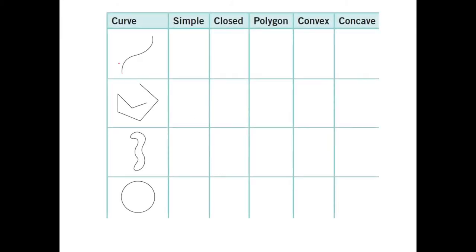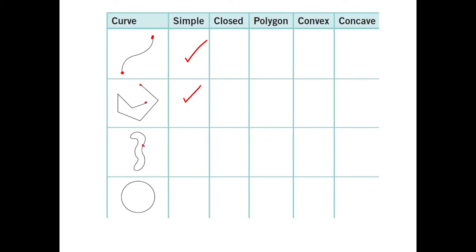Let's look at some curves and we'll determine if they're simple, closed, polygon, convex, or concave curves. In the first case, it starts and ends at a different point. It doesn't overlap itself, so it's a simple curve. It is not closed, so it cannot be a polygon, convex, or concave curve. In the second curve, it starts and stops at a different point, so it's a simple curve with no overlaps. And since it's not closed, it cannot be a polygon, convex, or concave curve.